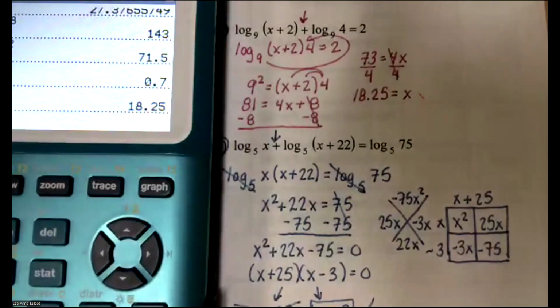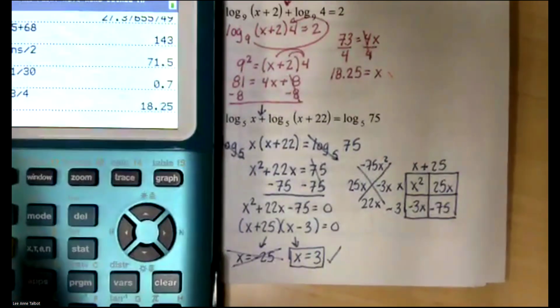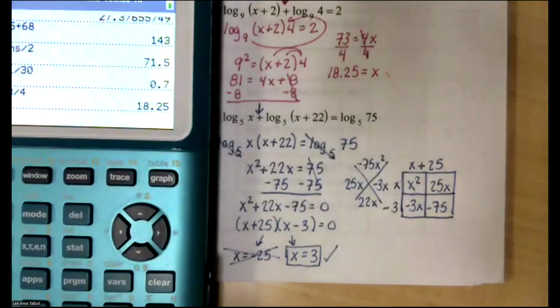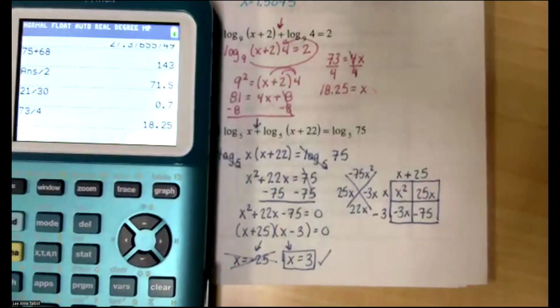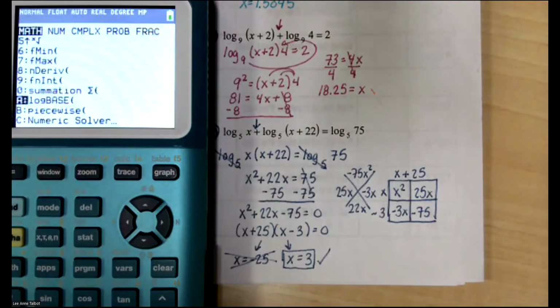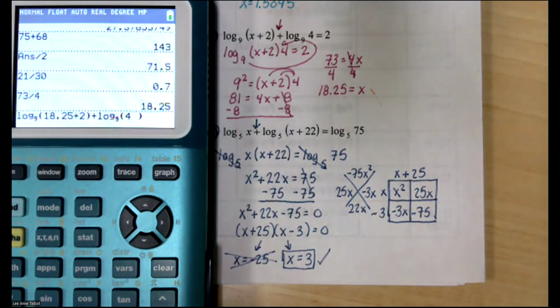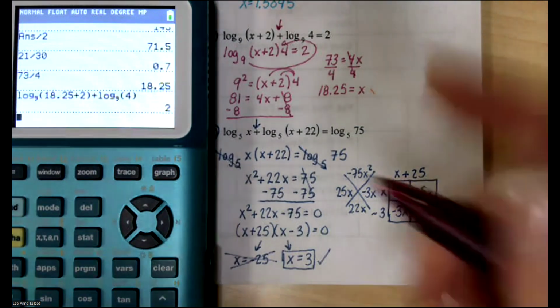Did anyone do this one already? Did you check it in the calculator? Oh, let's check it in the calculator. Do you guys remember how to check it in the calculator? Go to log base 9, 18.25 plus 2 plus log base 9 of 4. And what do we want it to equal? 2. And it does.